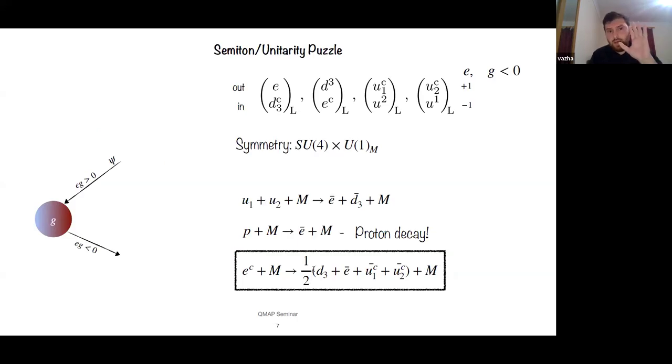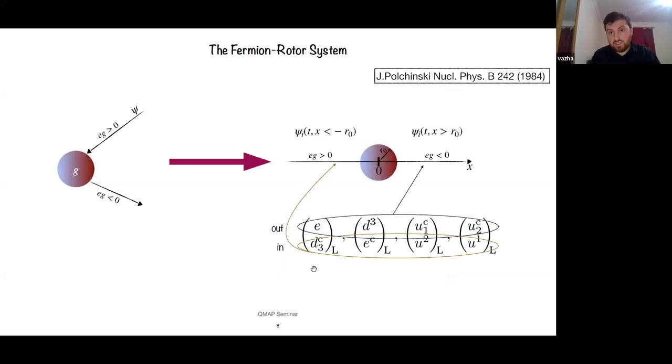Basically, first I will try to resolve this puzzle, but to resolve this puzzle, SU5 GUT is too complicated. Let's go and write down an effective description of this scattering process. This effective description was introduced by Joe Polchinski more than 40 years ago. What he did is the following.